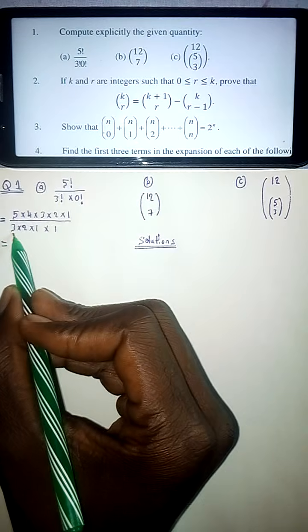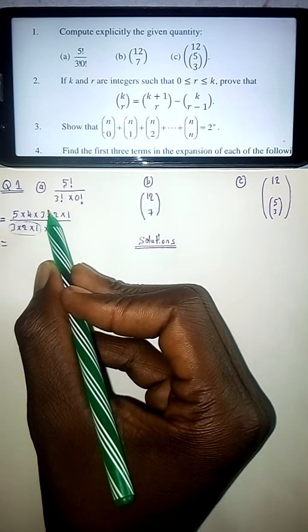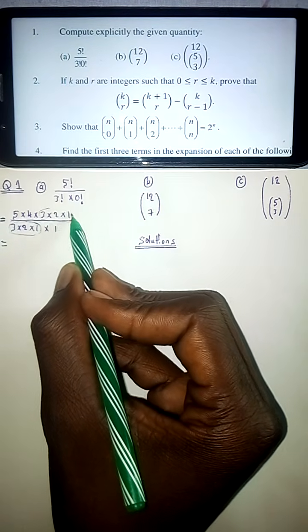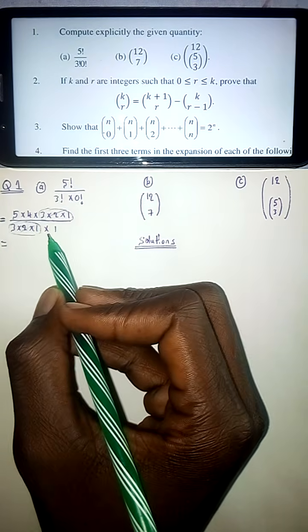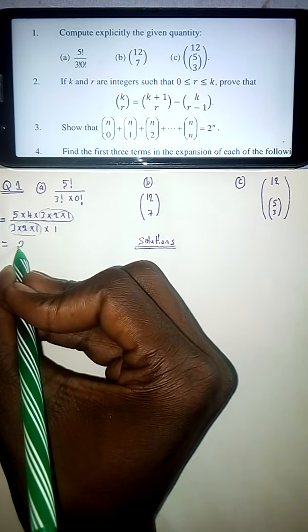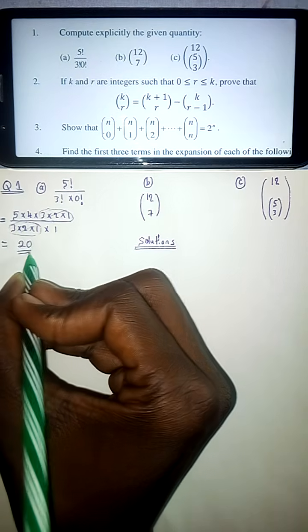But as you can see, this part is the same as this part. Therefore this and this cancel. So 5 multiplied by 4, that is 20. So this is our answer.